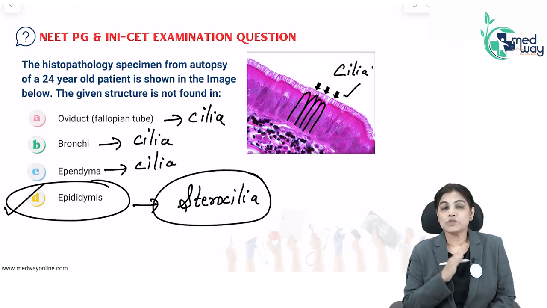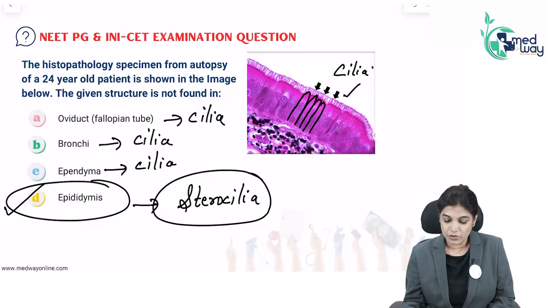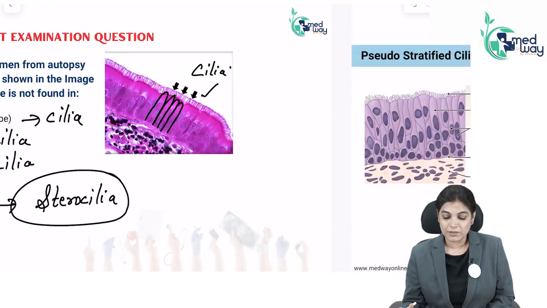I hope this question is clear to you, and if you have gone through all the examples and all the details of epithelium which I have explained, it is quite clear that the right answer will be stereocilia. The right answer in this case will be stereocilia present in the epididymis.